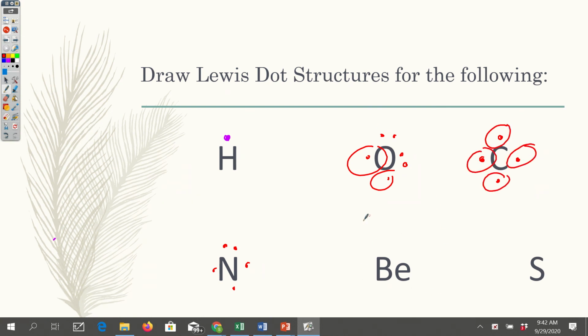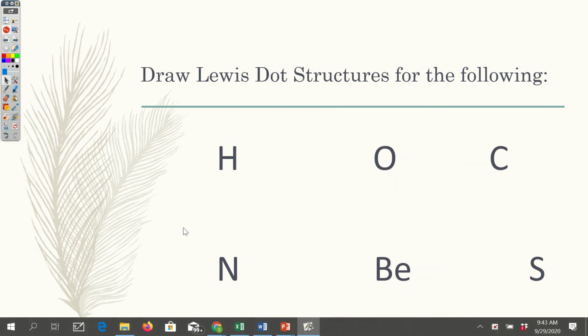All right, beryllium. Tell me how many lone electrons does beryllium have? It has 2 valence electrons, 1, 2, so you should have told me it has 2 lone electrons. And lastly, sulfur. How many lone electrons will sulfur have? Sulfur also has 6 valence electrons, 1, 2, 3, 4, 5, 6. So you should have told me it'll have 2 lone electrons. All right, and that is Lewis dot structures. Ta-da.